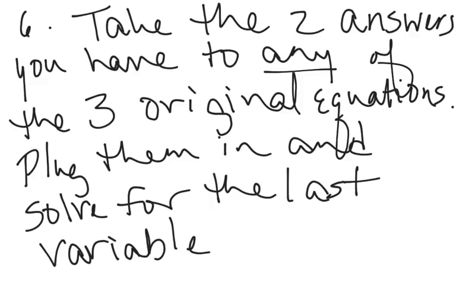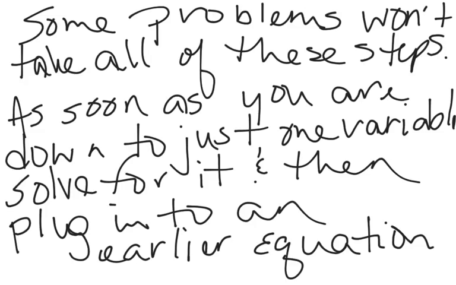Take the 2 answers you have to any of the 3 original equations, all the way back at the top. Plug them in, leaves you one variable, solve for that. Some of your problems aren't going to take all of these steps. Just realize that as soon as you end up with an equation that just has one variable, go ahead and solve for that variable, then plug it into an earlier equation that you have, solve for another variable, then go back to your original equation, solve for the last variable.